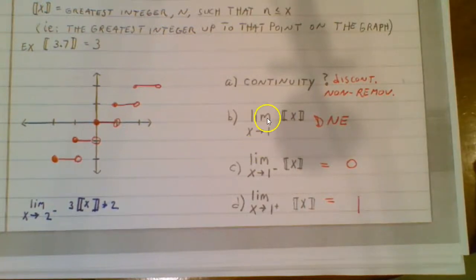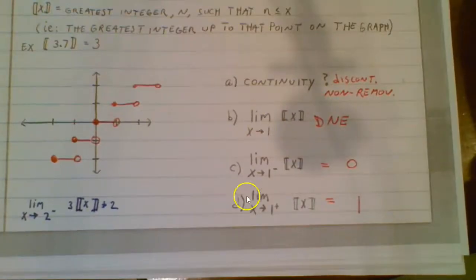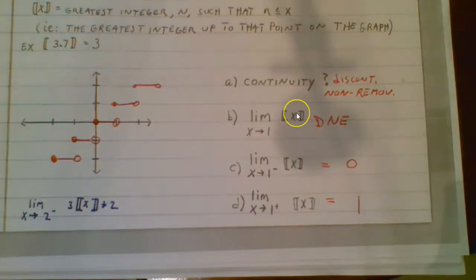What is the limit as x approaches 1? So we can answer these questions about any graph. I just wanted to show it to you on this one since this is probably a new one for us. So what is the limit as x approaches 1 of the greatest integer function? So as we approach 1, here's our value of 1.